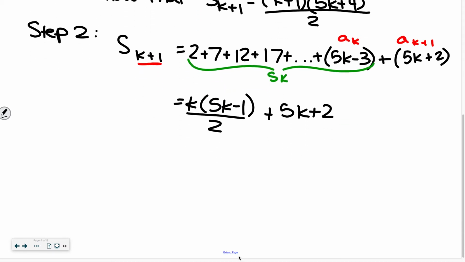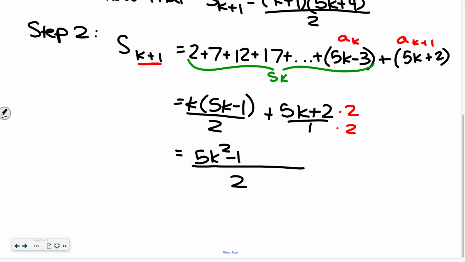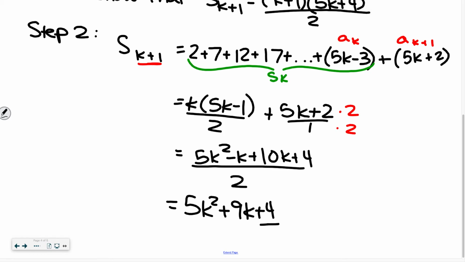In order to be able to add anything, we're going to need common denominators. Because this is really like 5k over 2 plus 1. So I'm going to multiply it by 2. I can keep my denominator of 2. And then to be able to add this stuff in the numerators, I'm going to have to go ahead and distribute. So that's going to be 5k squared minus k plus 10k plus 4, which simplifies to 5k squared plus 9k plus 4, all over 2.